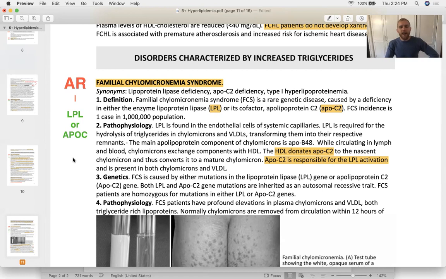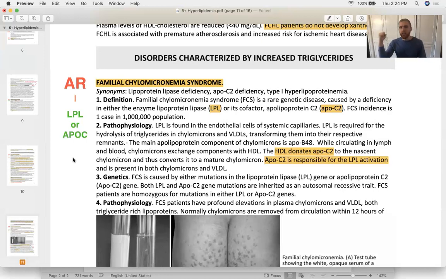ApoC2 is not an inherent protein on the surface of anything but HDL. And what I mean by that, it's kind of a complicated way to say it, is that HDL is made with ApoC2. All the other lipoproteins in your blood have to get ApoC2 from HDL. And this happens by means of simple collision.